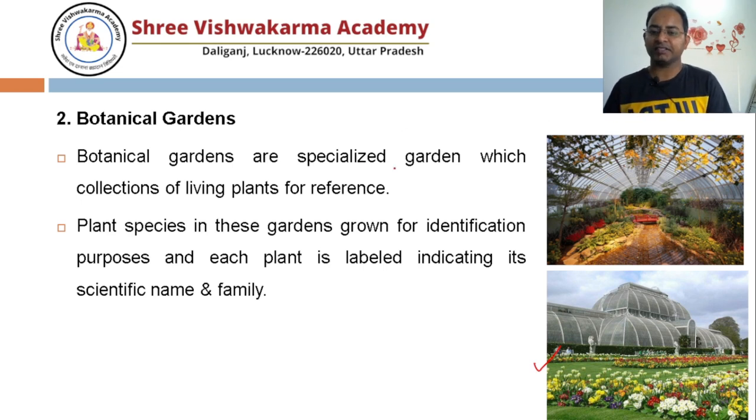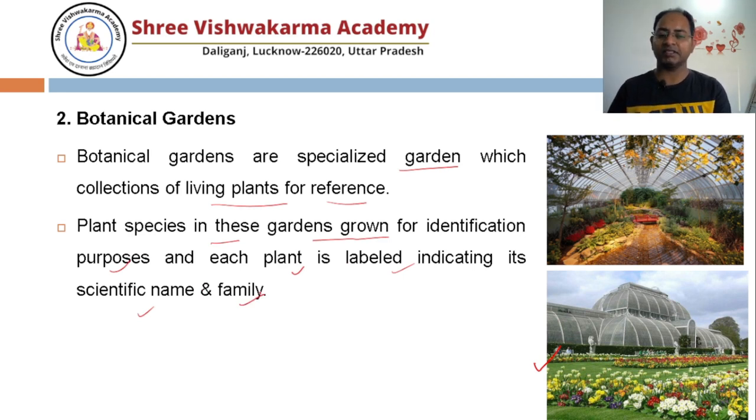So botanical gardens are specialized gardens for collecting living plants for reference. Plant species in these gardens are grown for identification purposes, and each plant is labeled indicating its scientific name and family. So once you visit the botanical gardens in your nearby area, you will find the labeling on each and every plant species.